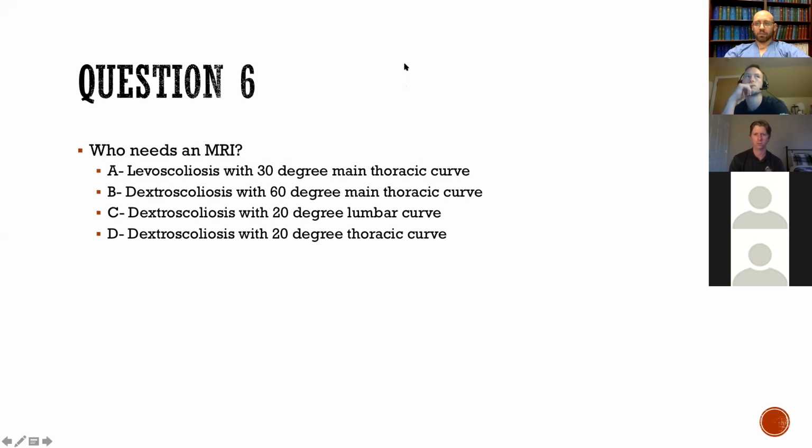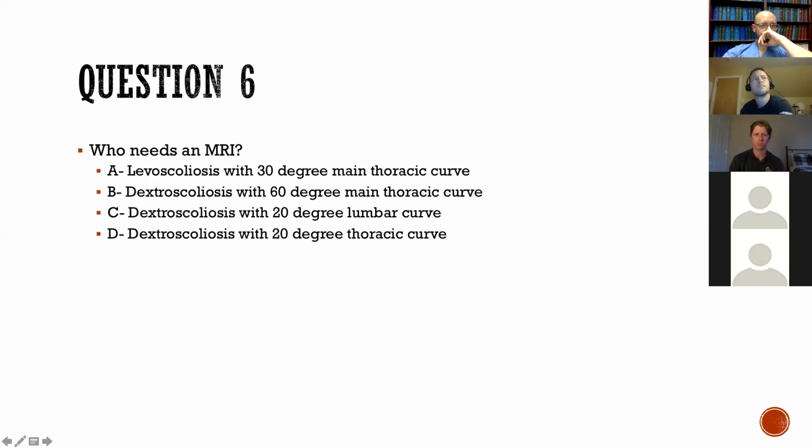Which one of these patients needs an MRI? And I forgot to go over this, but levoscoliosis is a left curve, dextroscoliosis is a right curve. Okay. So remember, the typical curve is... go for it, Joe. Go ahead.